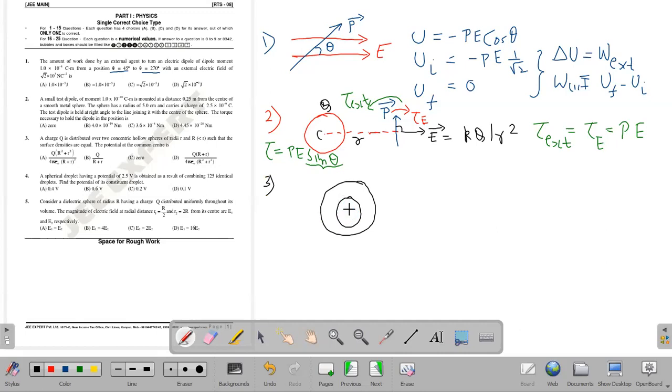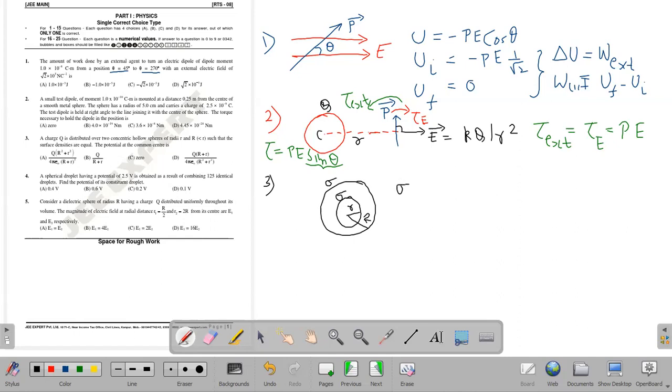And some charge is given. So small r is the radius of the inner one, capital R is the radius of the outer one. Some charge is given in such a way that the surface densities are equal, which means if sigma is the density on the inner sphere, sigma is also the density on the outer sphere.